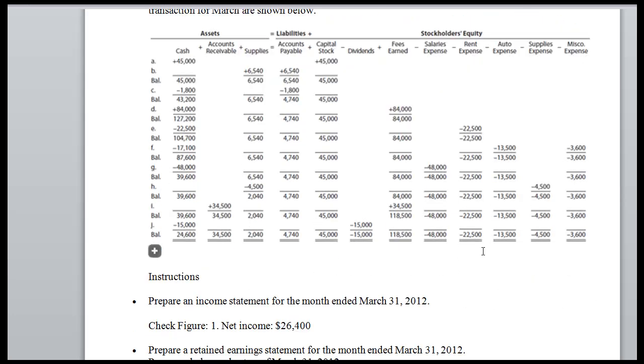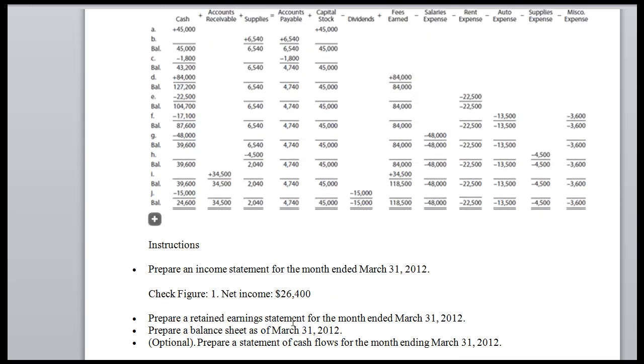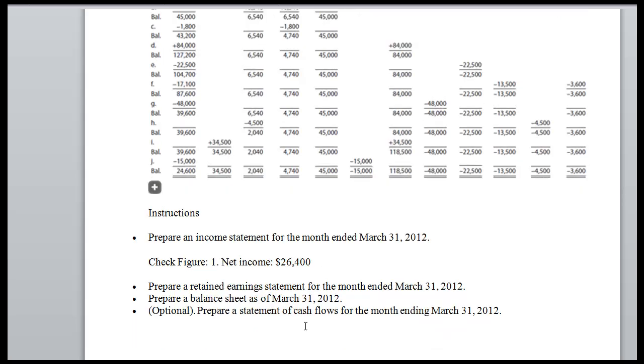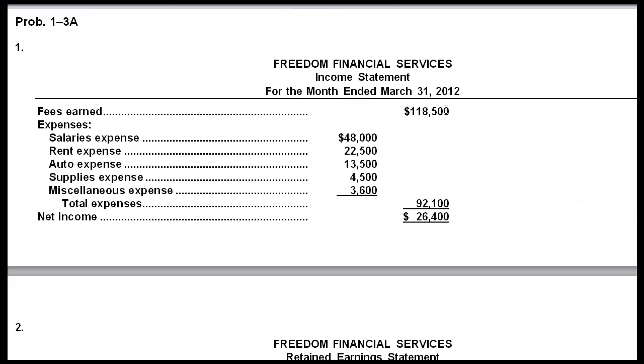Now it asks us here to prepare an income statement for the month ended March 31st, 2012. They're going to prepare a statement of retained earnings and a balance sheet. And lastly, if we have time, we'll do a statement of cash flows. Now the first statement that we need to prepare is an income statement, okay? And this covers a period of time. In this case, this is covering a month ended. So just 1 month ended March 31st, 2012.